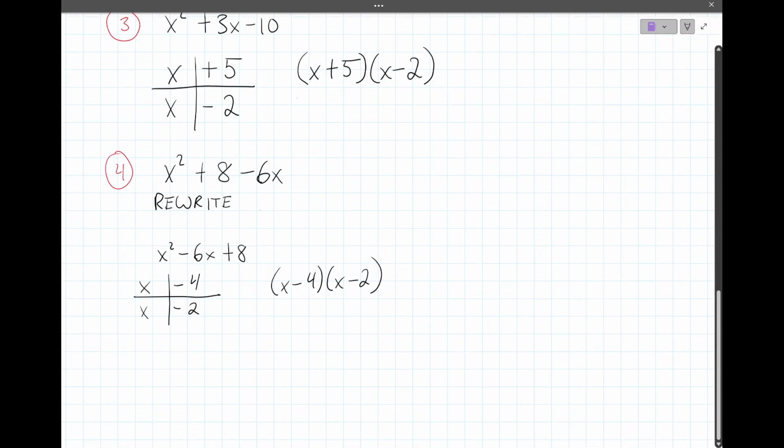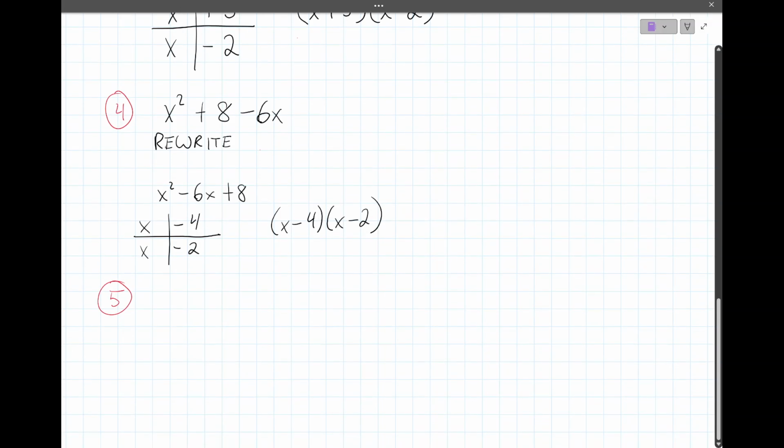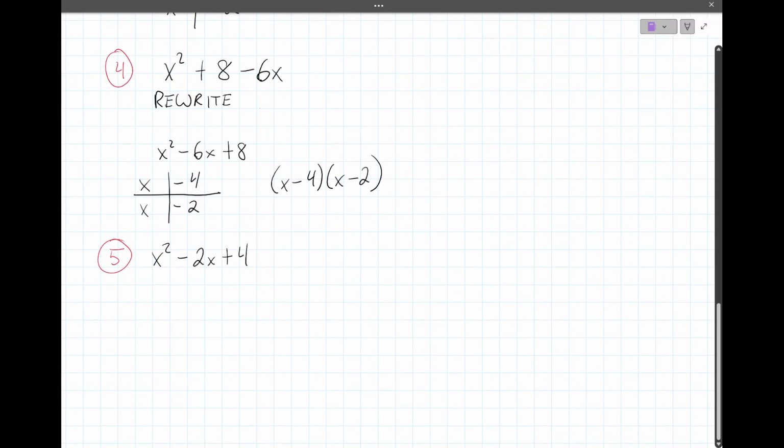That's the answer for that one. So again, the highlight to take away there is to make sure that you have it in the correct order. All right, let's throw a new wrinkle in there. Let's do this wrinkle first: x squared minus 2x plus 4.